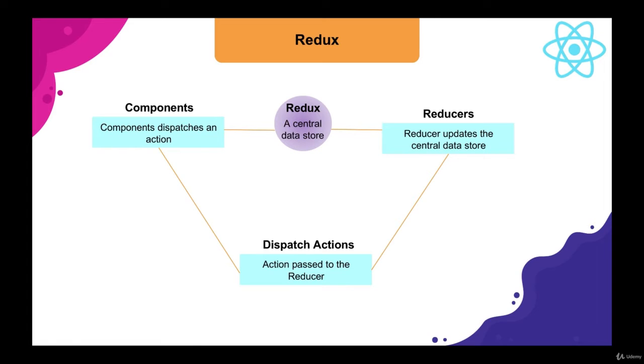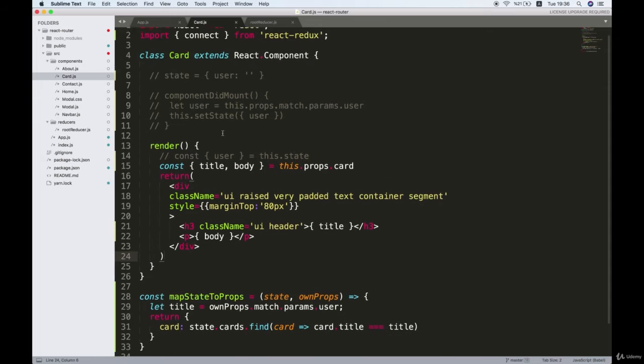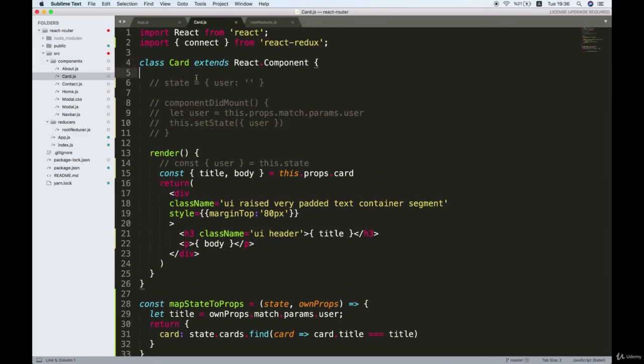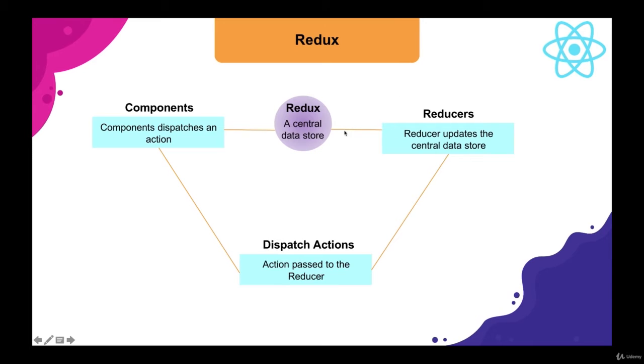So then the action is dispatched to the reducer, and the reducer takes that action and checks the type of action, and then it takes in the payload. Now in our case, the payload is going to be the ID of the card that we want to delete from the state. And the reducer makes that change to the central state. Then when the state changes, we get the updated state as props inside the component.